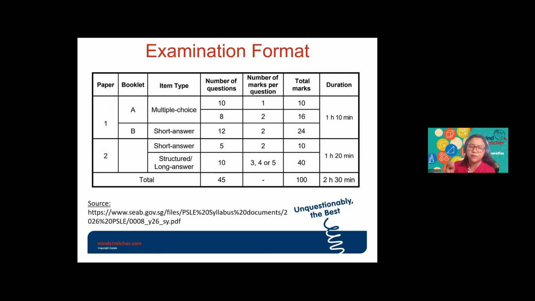It's the first year where PSLE Maths will take this format. In paper 1, you will be given 1 hour and 10 minutes. In the past it was only 1 hour for paper 1, but now you have 1 hour and 10 minutes. Why? Because there are now more questions in paper 1, and paper 1 carries more marks now.